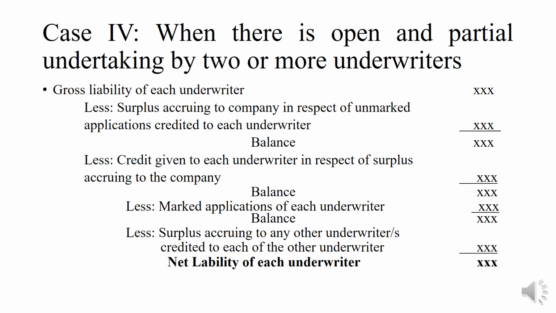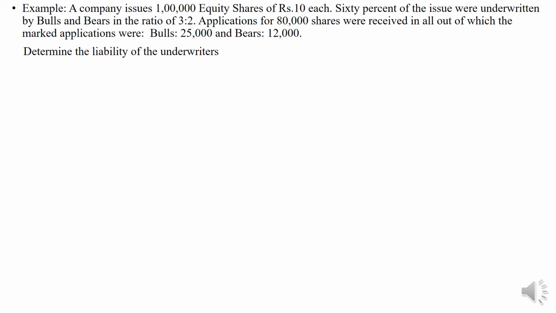So let us study and understand this particular concept, case number 4, with an example. The company issues 1 lakh equity shares of rupees 10 each. 60% of the issue was underwritten by Bull and Bear in the ratio 3:2. Only 60% is being underwritten by these underwriters, so this is a partial underwriting.